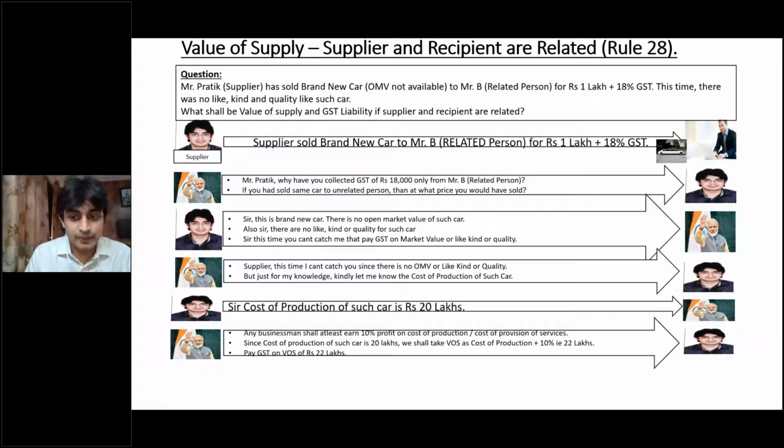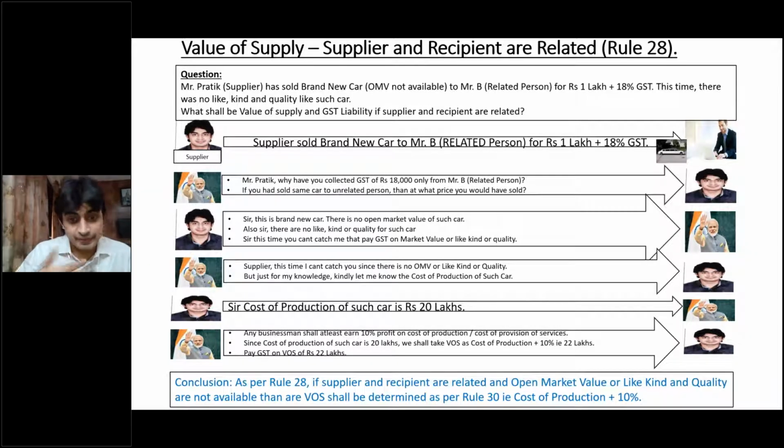Okay. So first, see this. If the supplier and recipient are related and market value is not available, step 1. Like kind and quality is also not available, step 2. Then what is the value of supply? Cost of production plus 10%. Okay, cost of production plus 10%, which is called Rule 30.